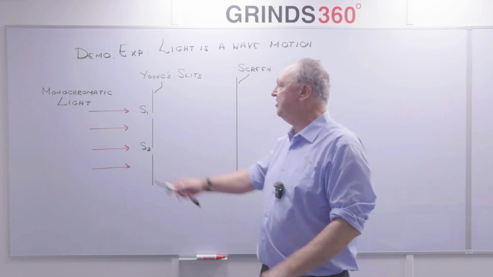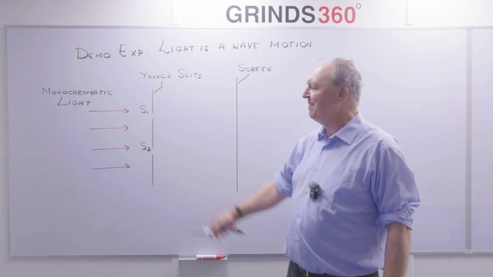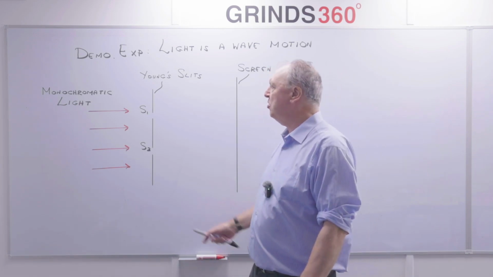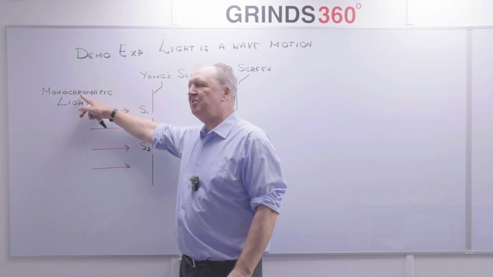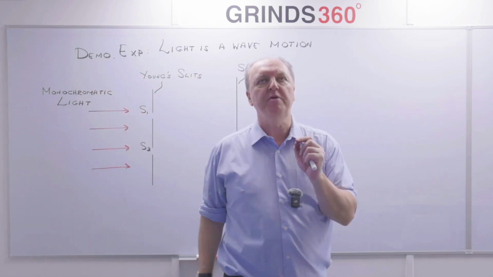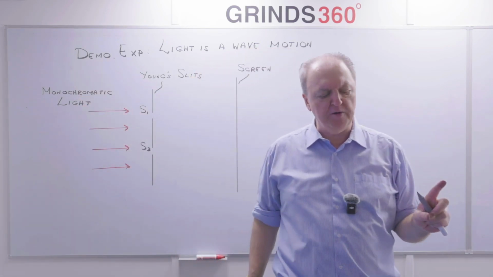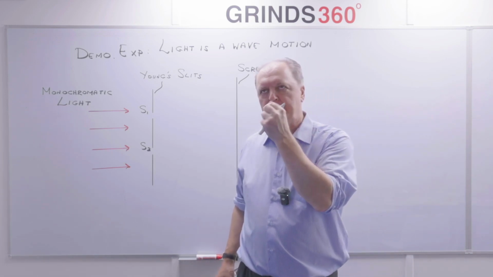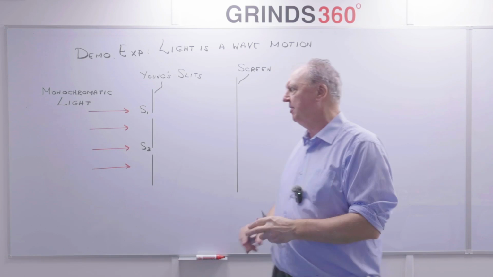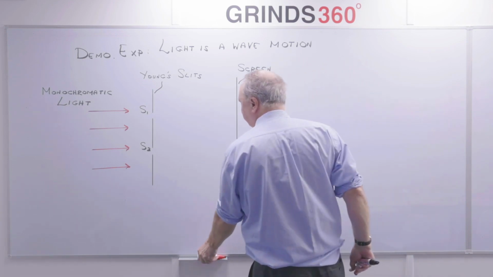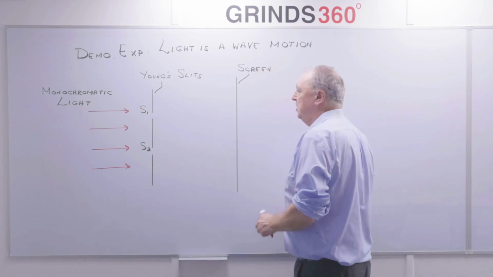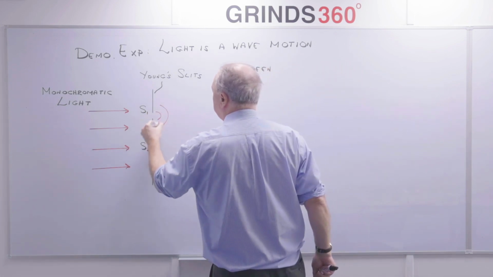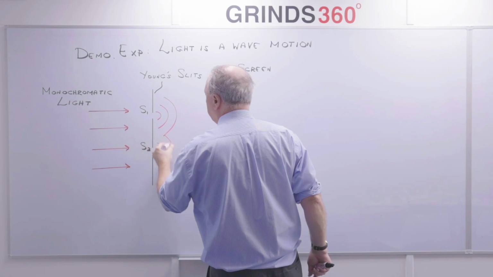So we're going to send light at that obstacle with two gaps in it. We're going to use monochromatic light. Chrome means color. Mono means one. So we're talking about one color. And when you're talking about one color, you're talking about one wavelength. So like pure red, for example. So I send it at the obstacle with the two gaps. When it hits the obstacle, the waves will spread out into nice circular waves. You're going to get really good diffraction.